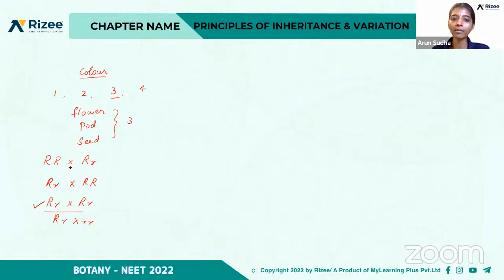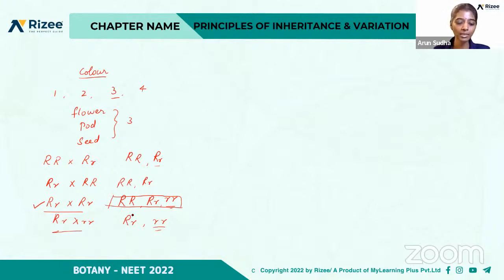If you see A, the only possibility is RR and heterozygous, right? Here also RR and heterozygous, there will be no formation of the homozygous recessive. So only in this combination you will get RR, and also heterozygous, and also recessive. If you observe the other cross, it will be either heterozygous or homozygous recessive. So only in option C you will get all three types of flowers. This is red, this is white, and this is pink, right? So C is the right answer.